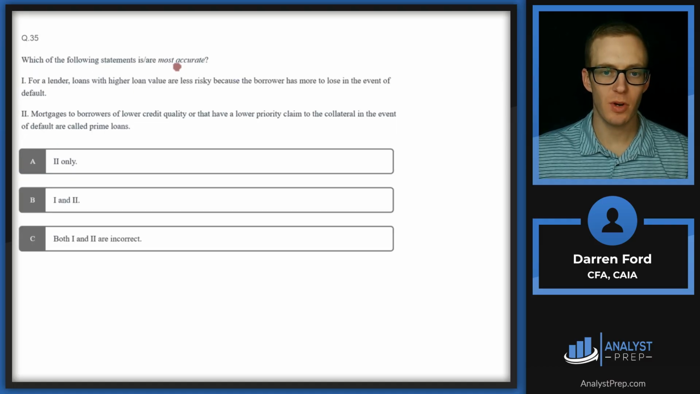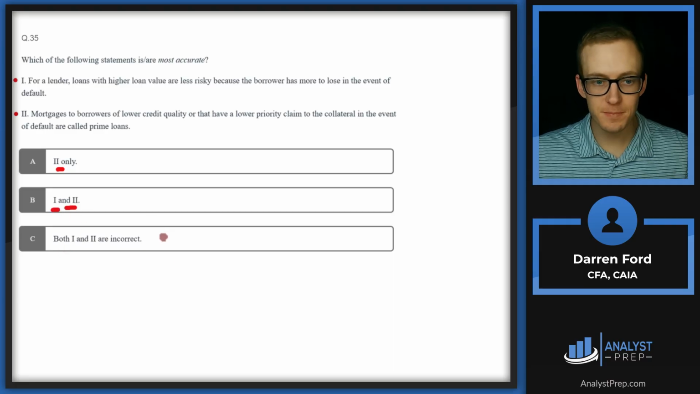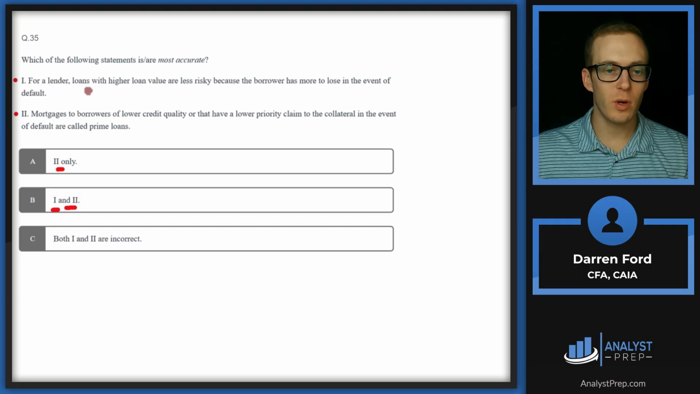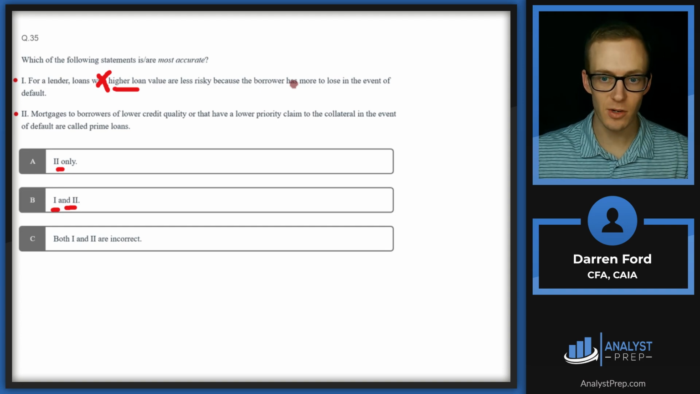Which of the following statements is or are most accurate? So we have two statements here, and then we need to determine which is accurate. So is 2 accurate, or is 1 and 2 accurate, or are both of these incorrect? Statement 1, for a lender, loans with higher loan value are less risky because the borrower has more to lose in the event of default. That's going to be inaccurate since loans with a higher loan value are going to be more risky, and that's because the borrower has less to lose. If they're borrowing more money, that means that the lender has more to lose and the borrower has less to lose. So statement 1 is incorrect.